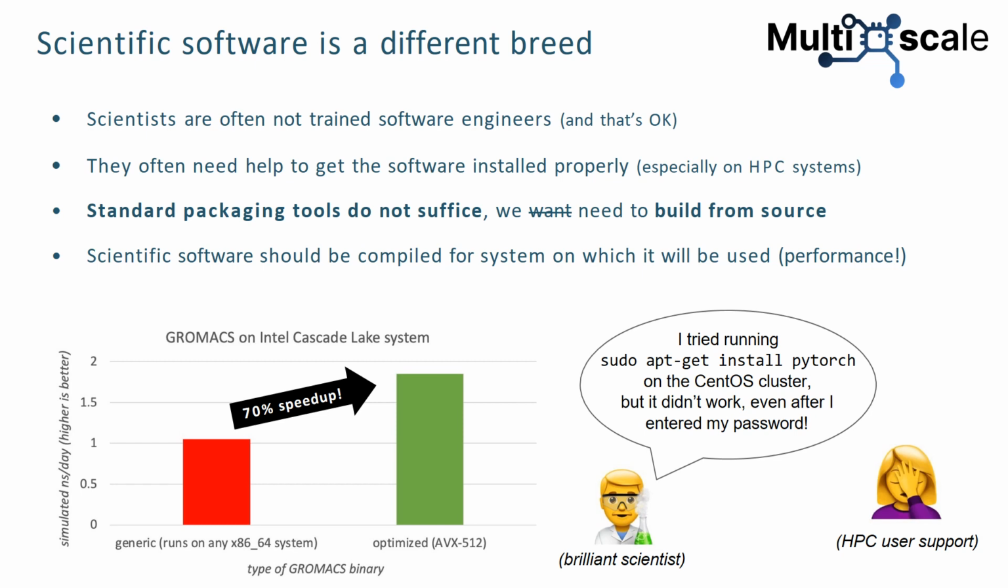Unfortunately, if you have something like an Intel Cascade Lake system and you run that binary, but then you run the same code with an optimized version of that binary, specifically for that architecture, you'll get a 70% speedup. So this portability with that initial binary comes at a great cost in terms of performance. And so basically, this is why we need to build from source when it comes to scientific software, because we need to take advantage of the hardware that we have access to. And that's it, right? Scientific software needs to be compiled for the system on which it will be used, because we care about performance.